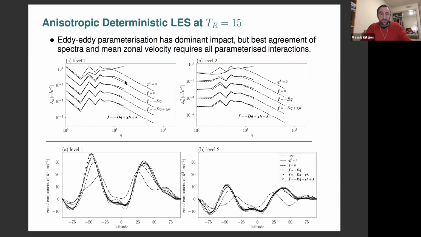When we're adding only the Eddy-Eddy interactions, then we're getting most of the way there. When we're adding in additionally the Eddy mean field force, the Eddy topographic force, and now the mean field Jacobian, we're getting the best results. So the Eddy-Eddy term is the dominant term, if you like, but for best results, you need to include all the interactions. So this is on the basis of the kinetic energy spectra, but also on the basis of the zonal component of the zonal velocity. So this is the east-west winds averaged over all lines of longitude. This is latitude here. The solid line is the DNS, this dashed line is no subgrid model, Eddy-Eddy, and then the circles are everything together.